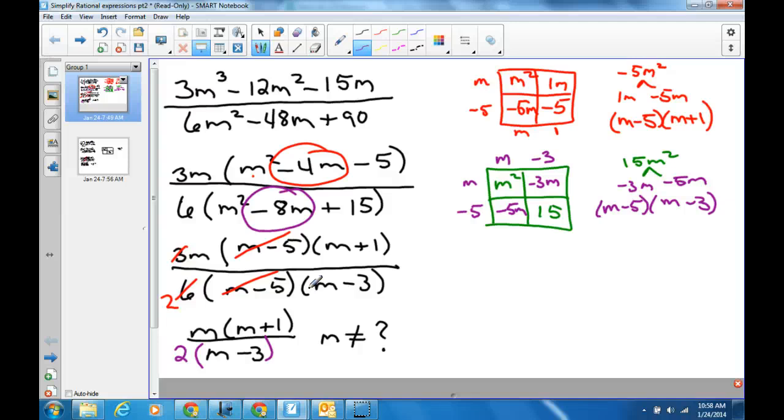My question to you is, what can m not be? And remember to base it on this denominator right here. It can't be a 5 and it can't be a 3. Good. Because if I set both of those equal to 0, I'll get 5 for m. 5 minus 5 is a 0. And 3 minus 3 is a 0. And you cannot have a 0 in the denominator. Okay?